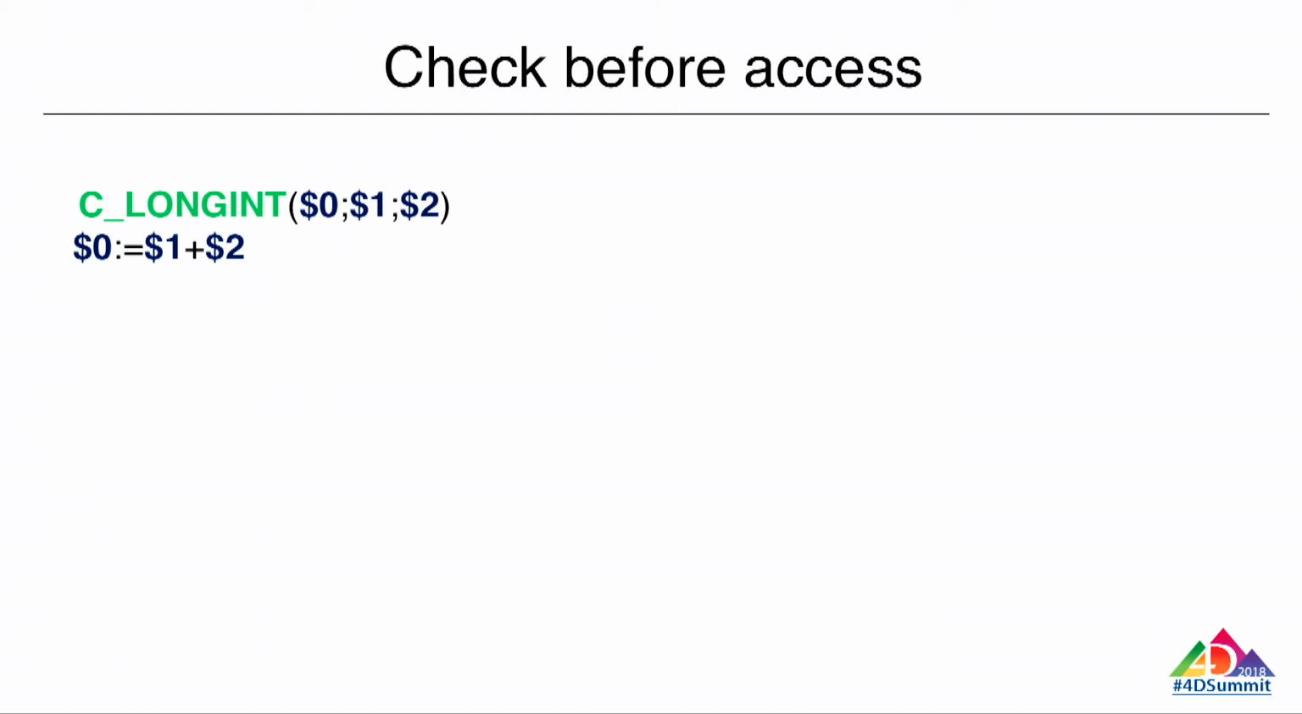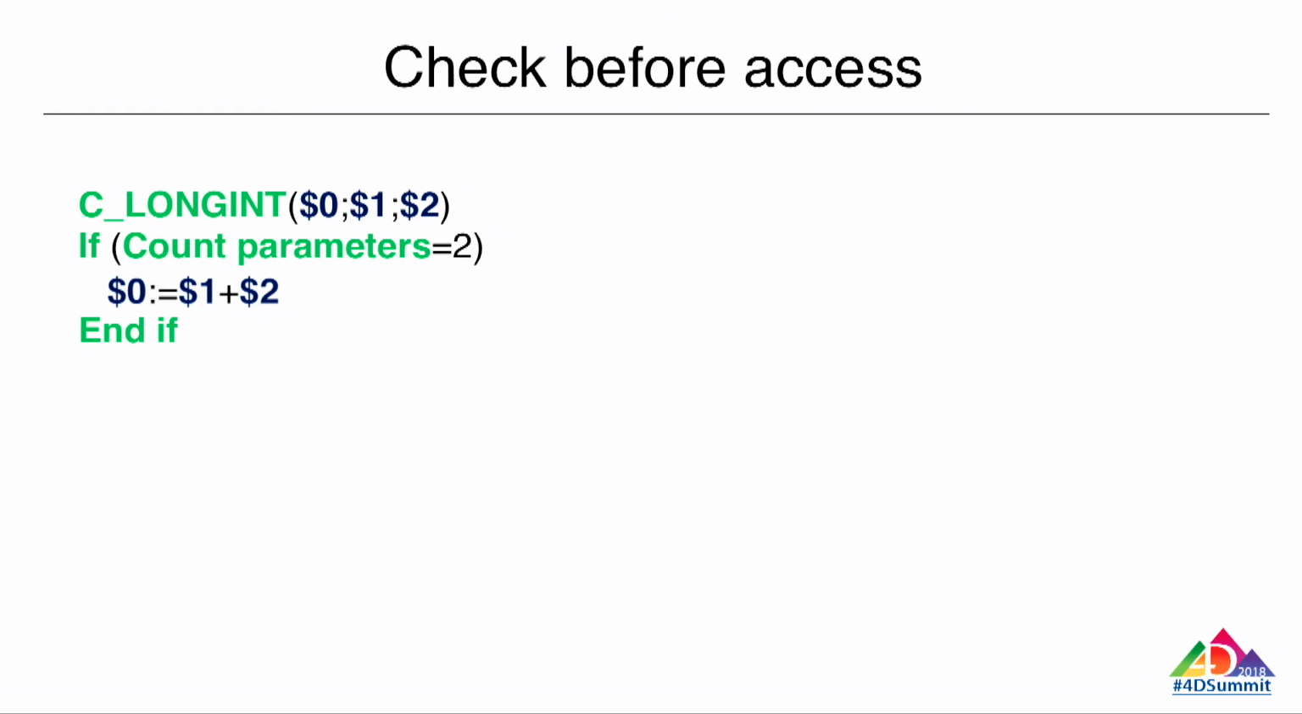Now how about when you have a method and you're passing in parameters? In this example, we have a long int that takes $1 and $2 to give a result in $0. But what if we only put one parameter in there, so it would go to $1, and we try to add to something that is nothing? We'll get an error. So to protect ourselves, we can use the Count parameters command to ensure that we have this number of parameters.